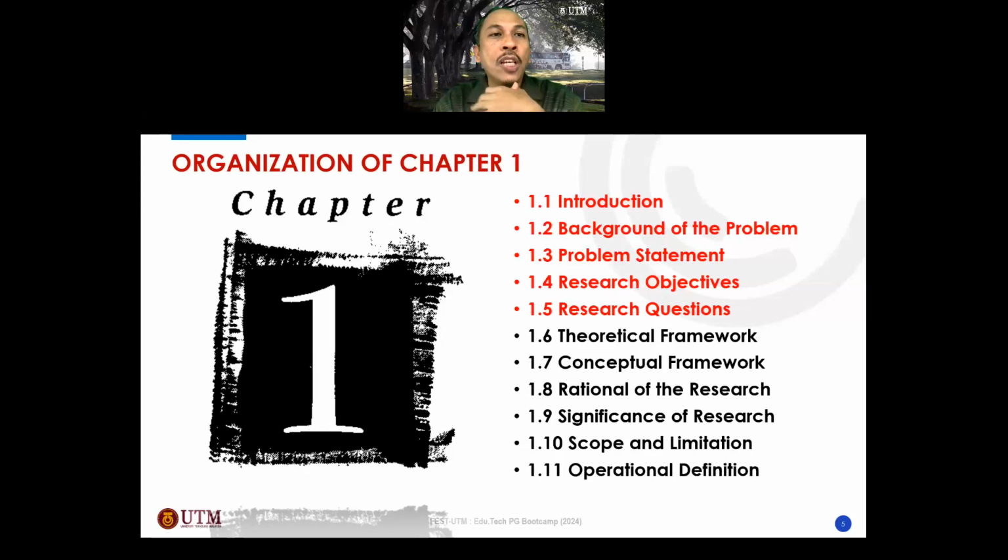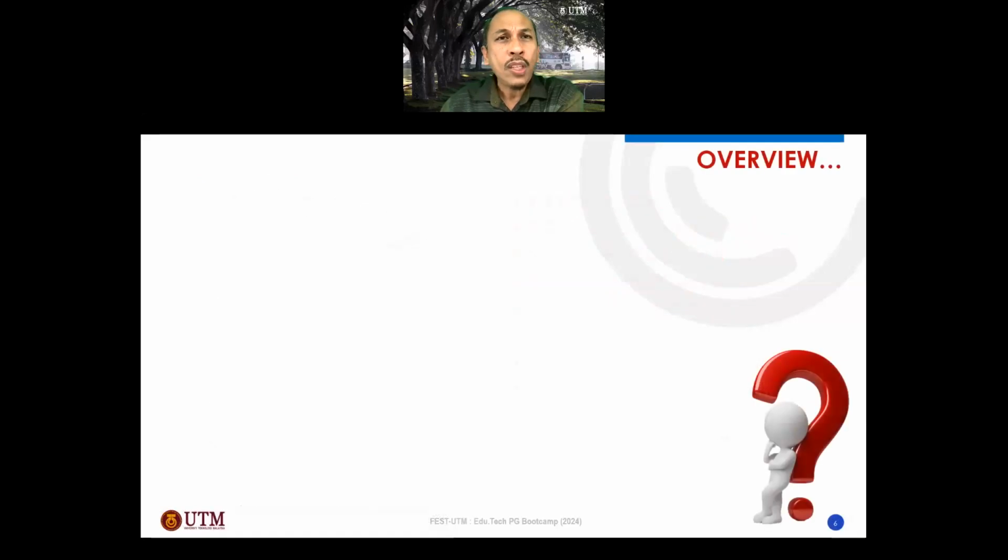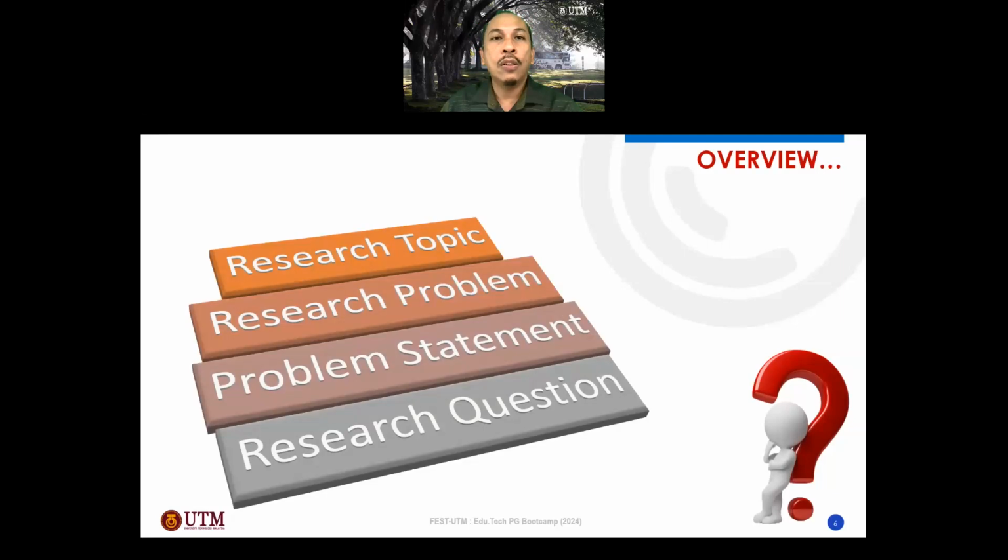Because before you can go for theoretical framework, the proposed solution, etc., you have to know what the problem is, you have to know the statement of the problem, and you have to analyze and justify your research objective and research question. Before we go to that specific research objective, research question, and research problem, let's go over the basic elements that make up your research study.